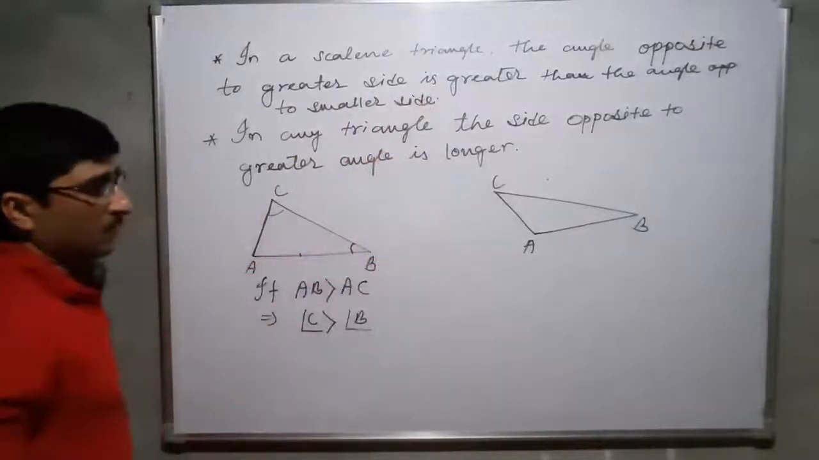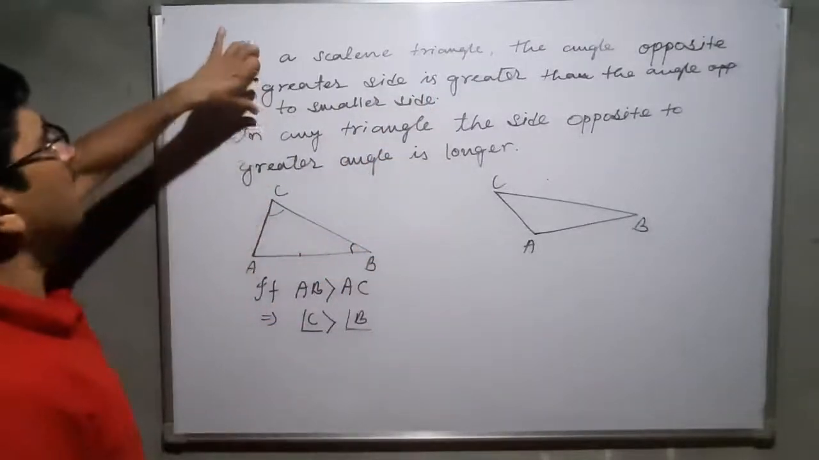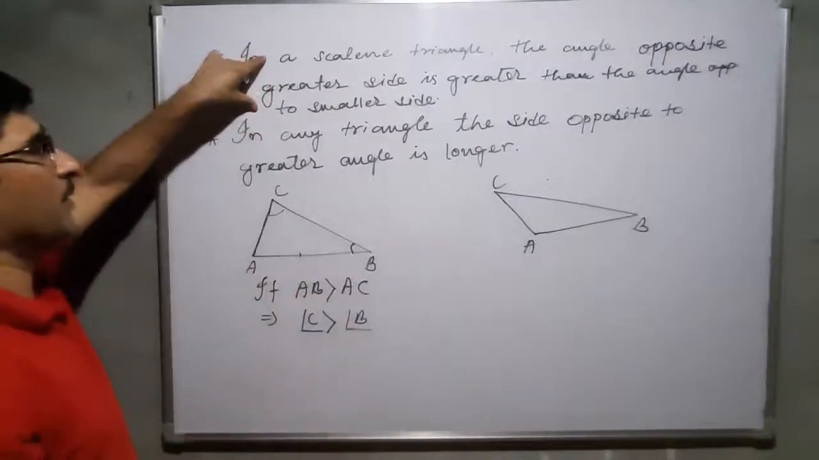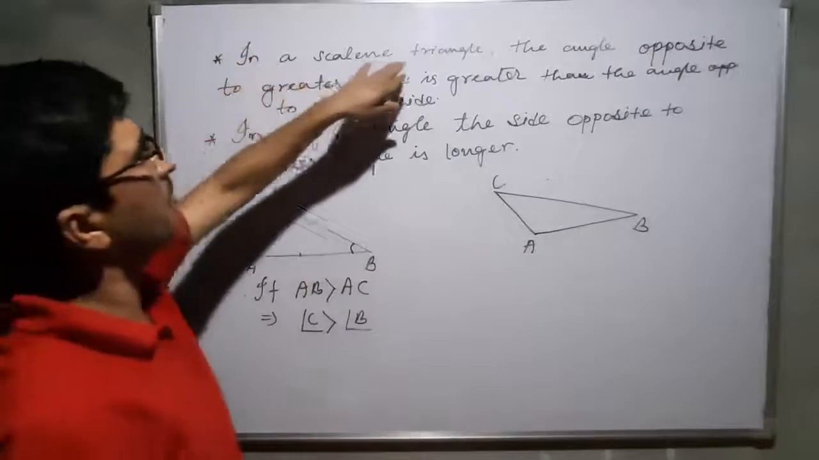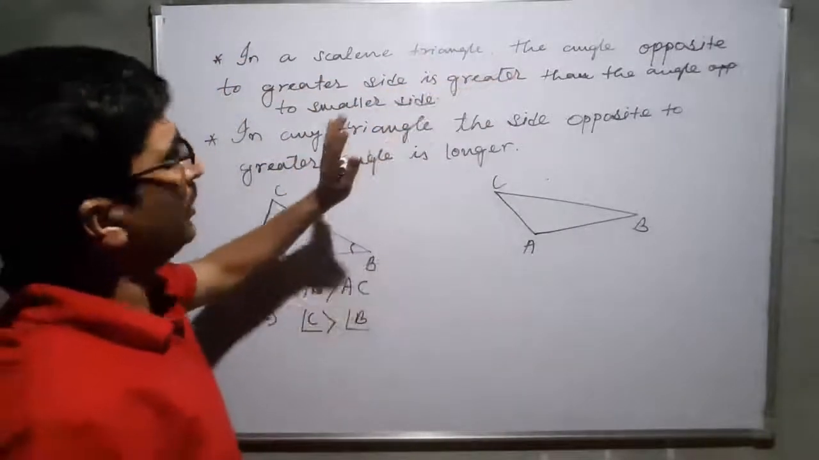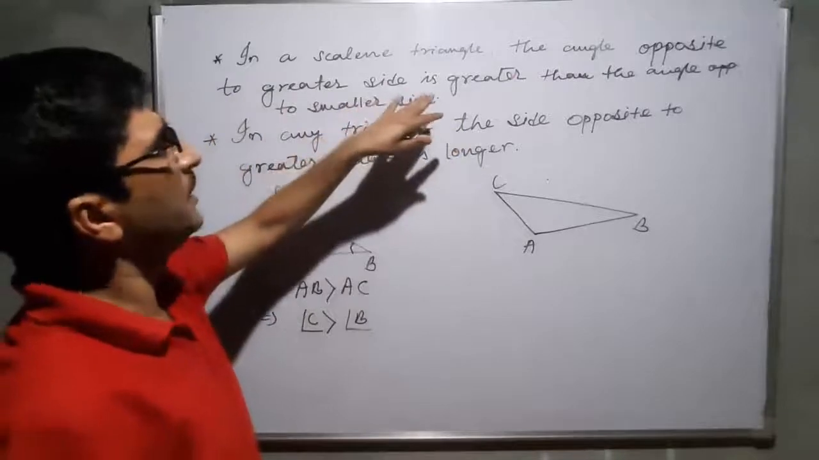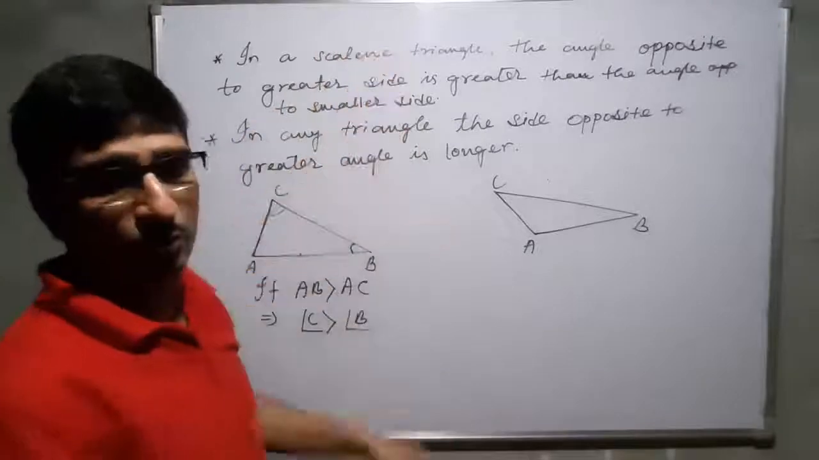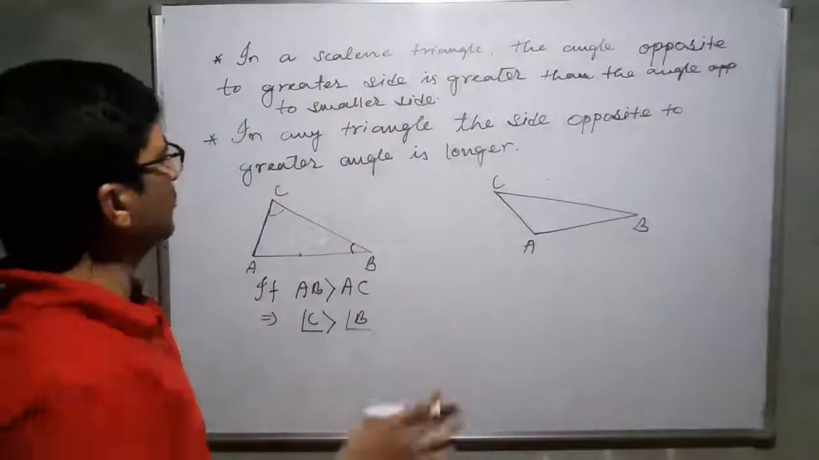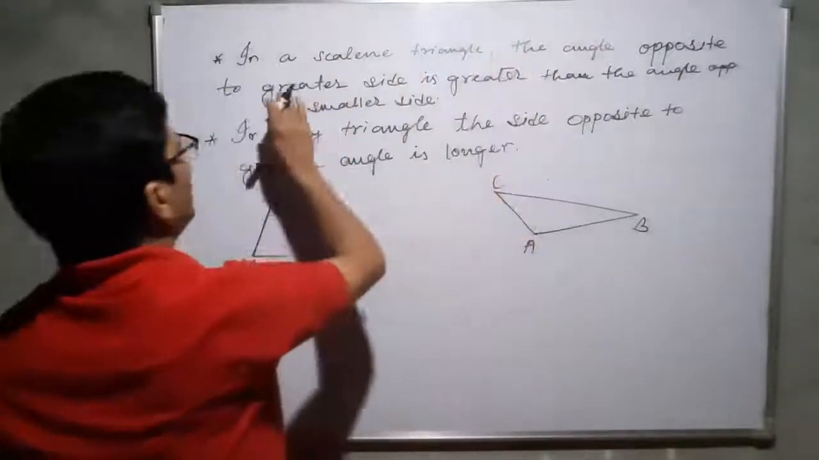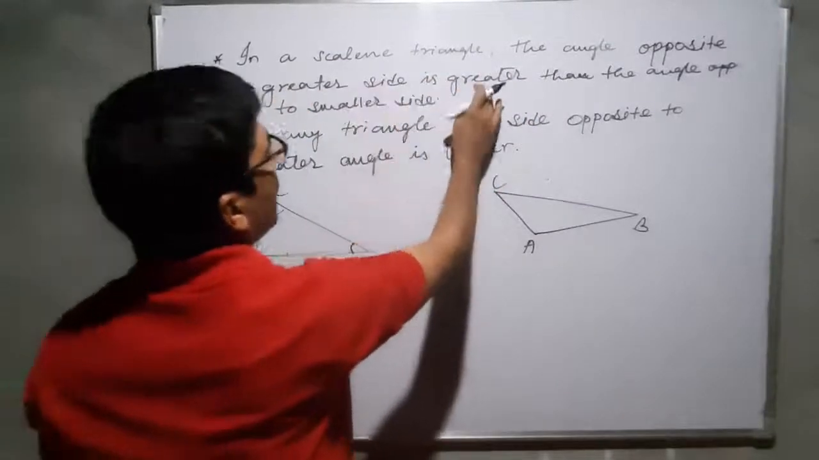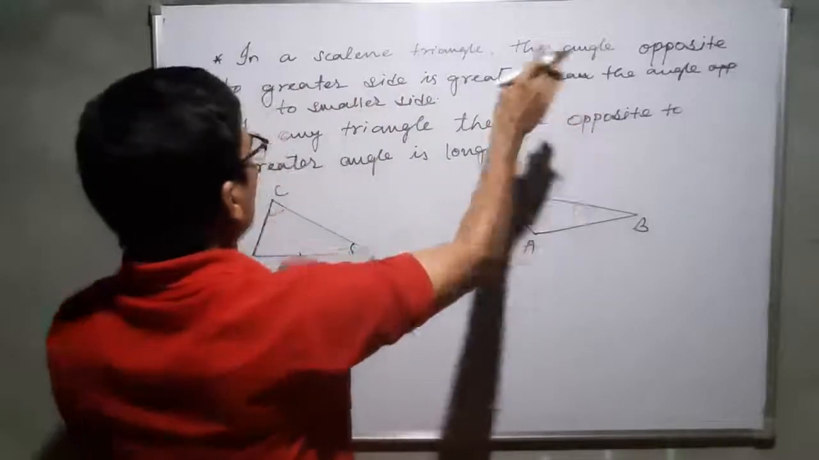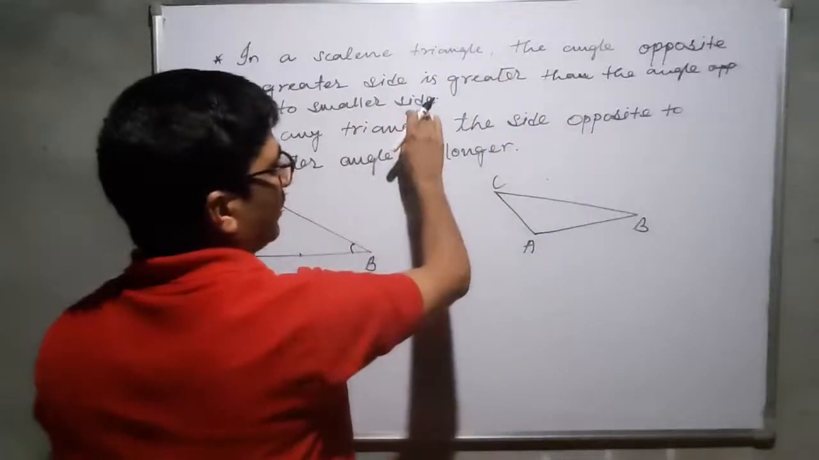Now we have understood this, but you can say the same property, the same theorem, in a different way also. That means in a scalene triangle, the angle opposite to the smaller side is smaller than the angle opposite to the greater side. The same theorem we can say in two different ways, with the same meaning.